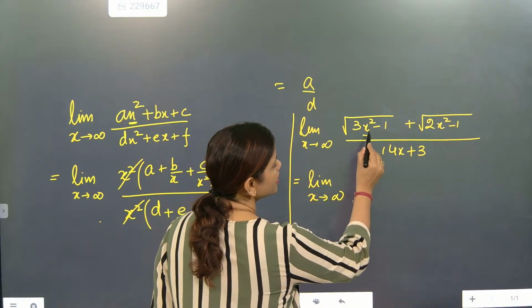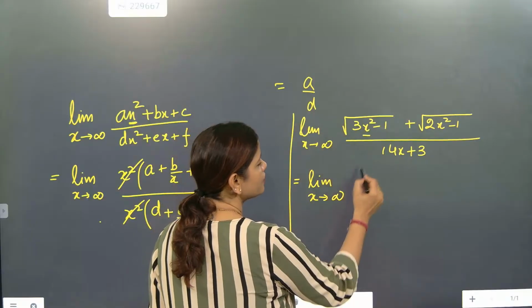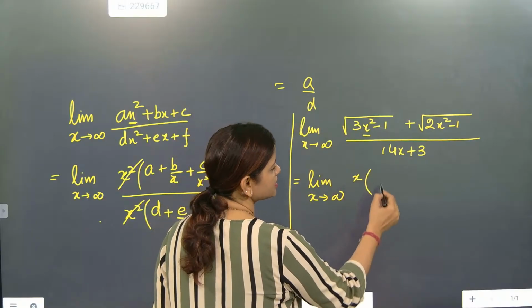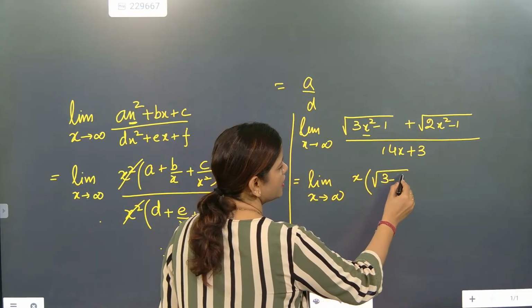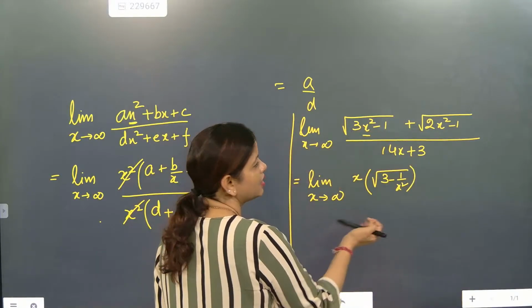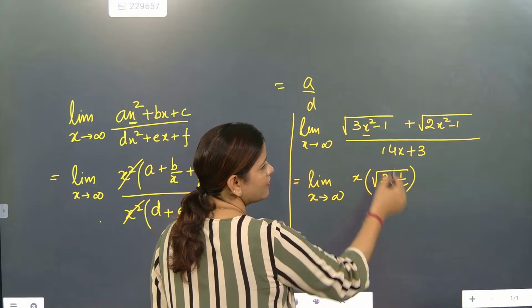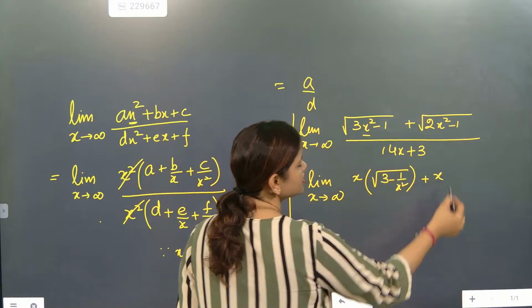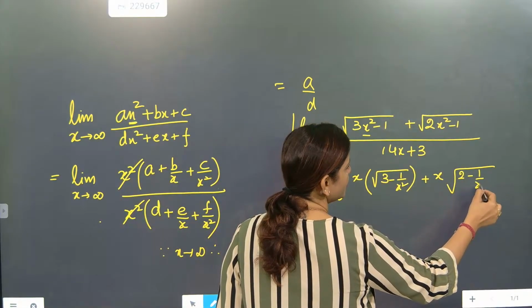First we will take out x square from the root. When you take out x square from the root, it will become only x. So now 3 will not have x square, but 1 will have 1 by x square because you took x square out. From here also I took x outside, so what will be left? 2 minus 1 by x square.